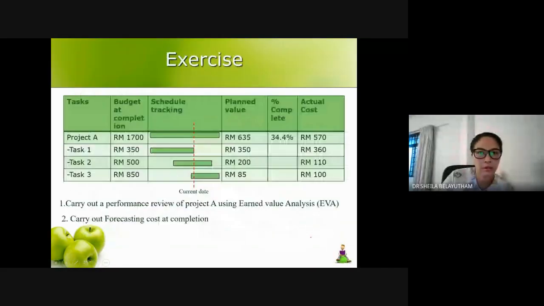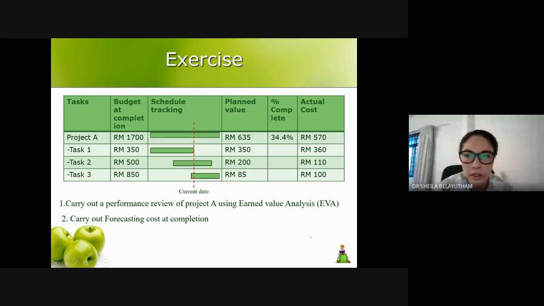All right, the next example is, let's say, given task 1, task 2, task 3 as a total of project A. Do you get the same thing? 350 plus 500 plus 850, so you should get 1,700. And your planned value is basically 635. So task 1, task 2, task 3.